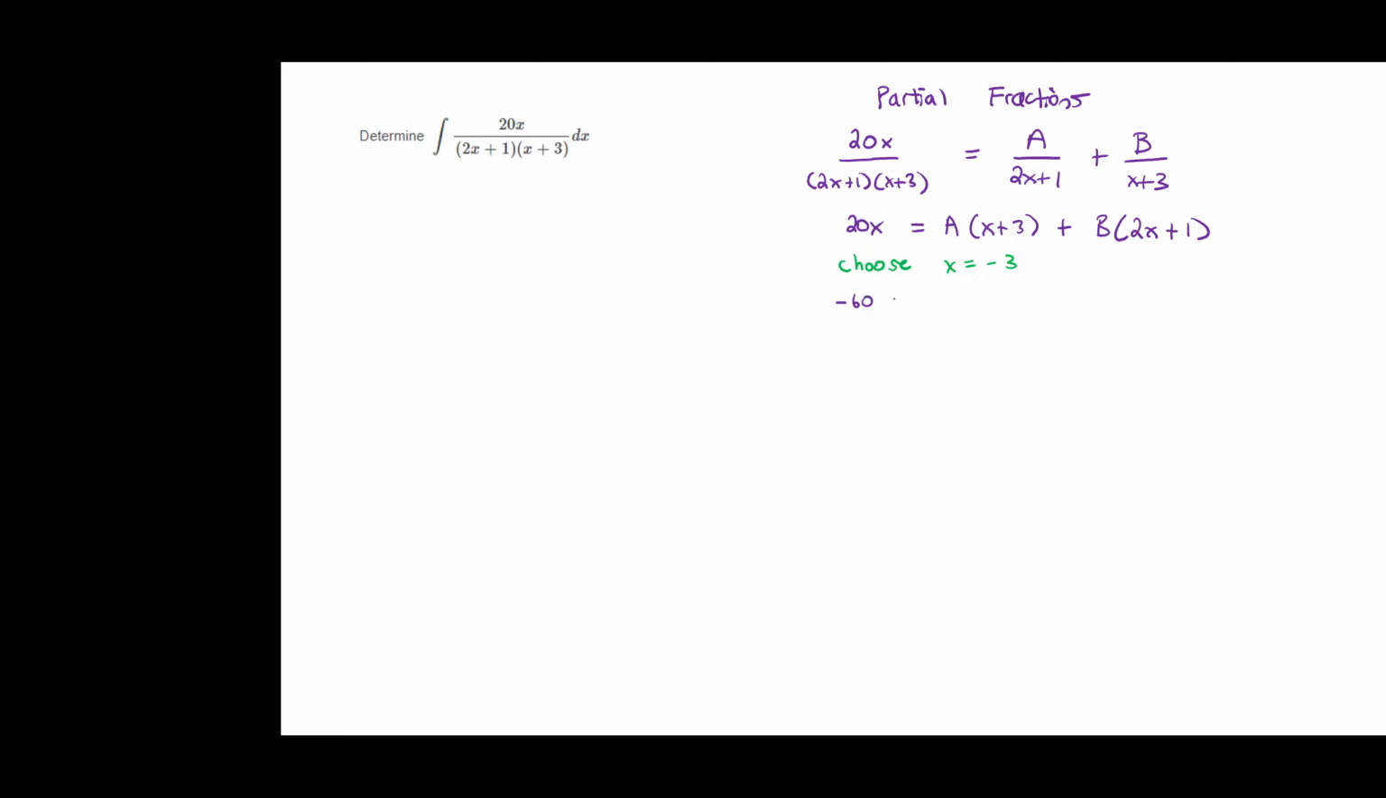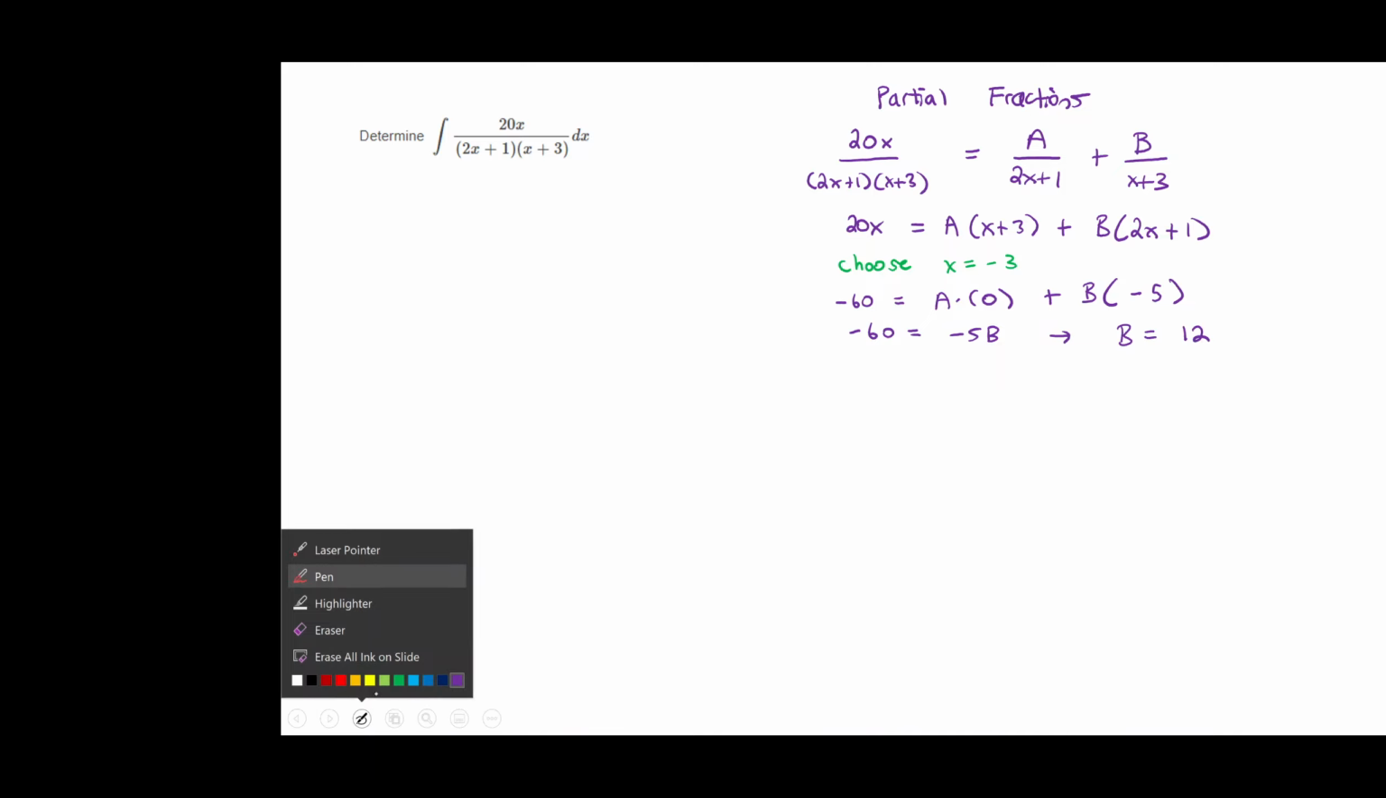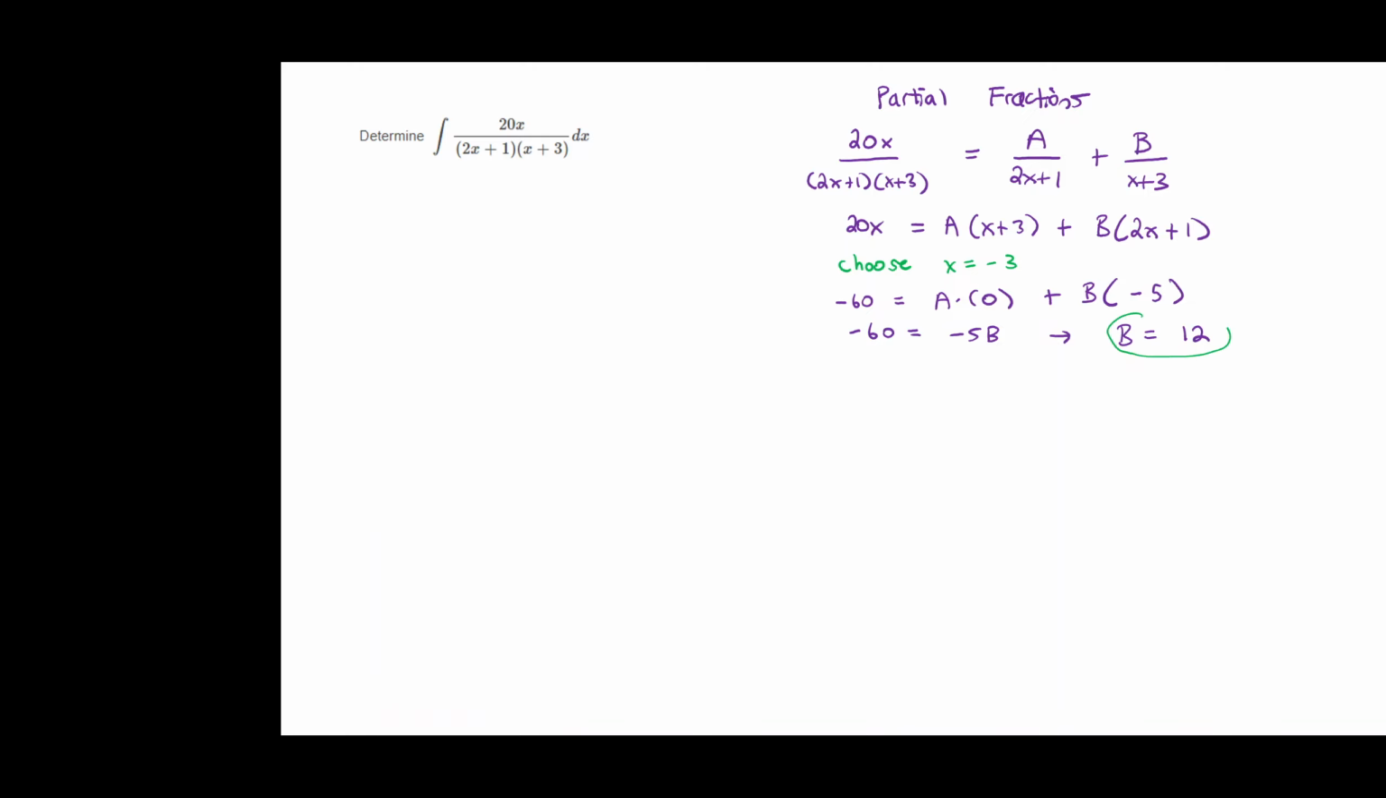So negative 60 is equal to a times 0 plus b times negative 6 plus 1, so negative 5. So negative 60 is equal to negative 5 times b. And we can divide both sides by negative 5 and get b is equal to positive 12. So I've got that one.